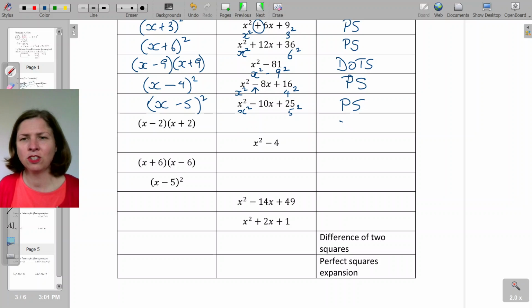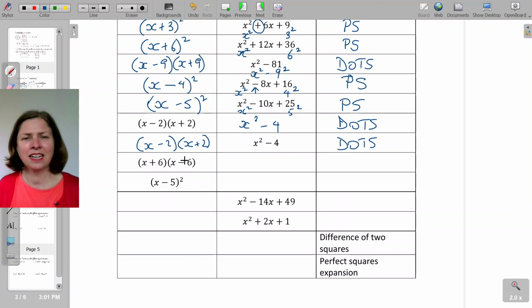All right, so this is DOTS because I've got 1 negative and 1 positive bracket. So this one gives me x squared minus 4. Oh, look what I've done. I've given you a gift. That's exactly the same. Now this one is again a DOTS because 1 bracket is added and 1 bracket is subtracted. So it's going to be x squared minus 6 squared, which is x squared minus 36. I forgot to write the answer.